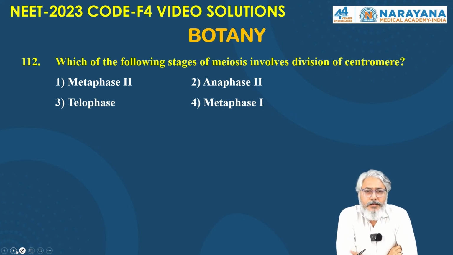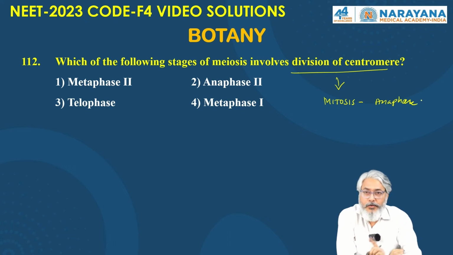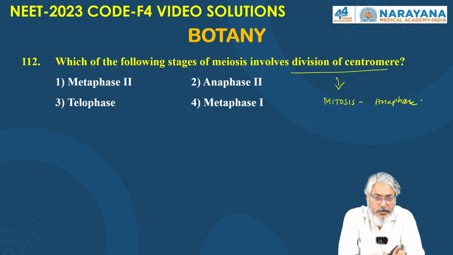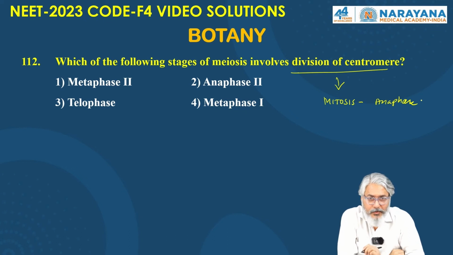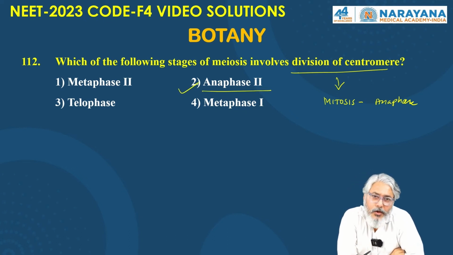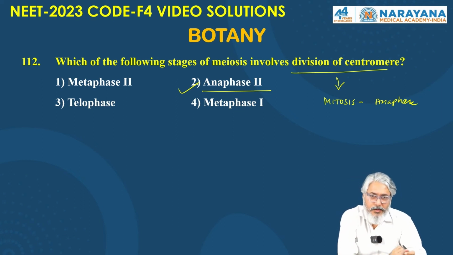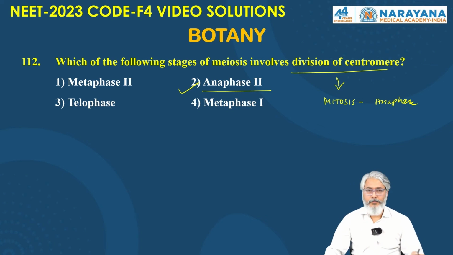Which of the following stages of meiosis involves division of centromere? Actually, when we talk about division of centromere in mitosis, it is anaphase, correct? And you know, meiosis 2 is like mitosis. So what is the answer here? Anaphase 2. Anaphase 2 and anaphase of mitosis are both similar, right?